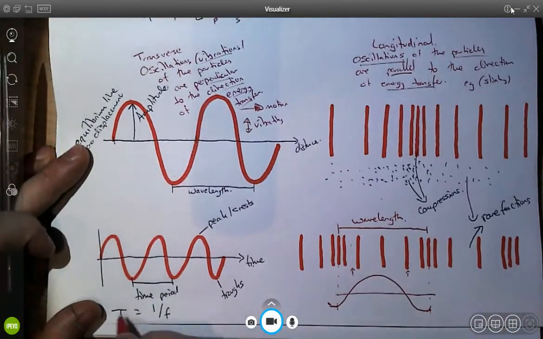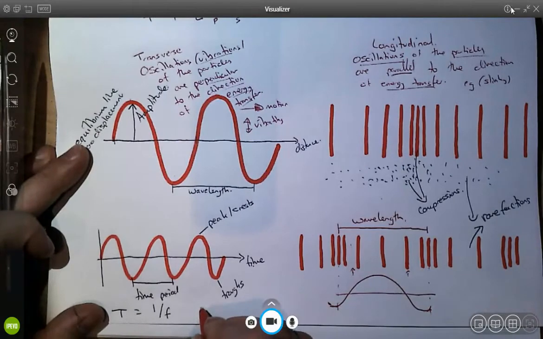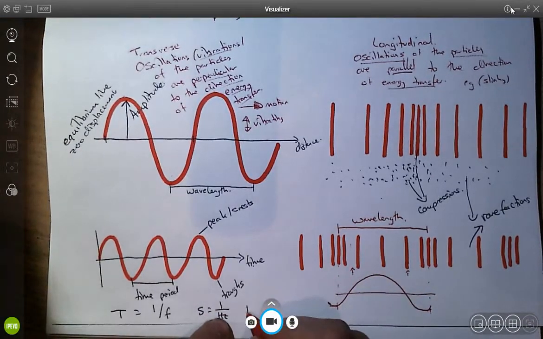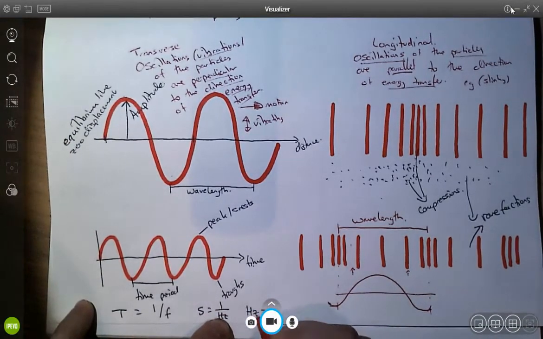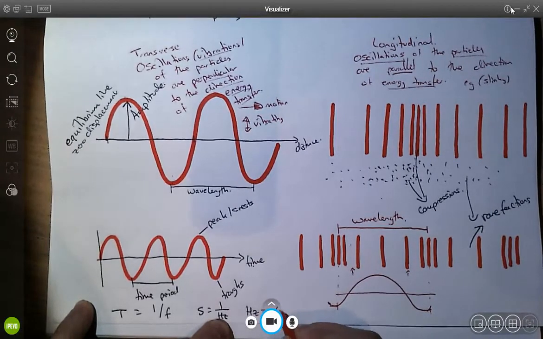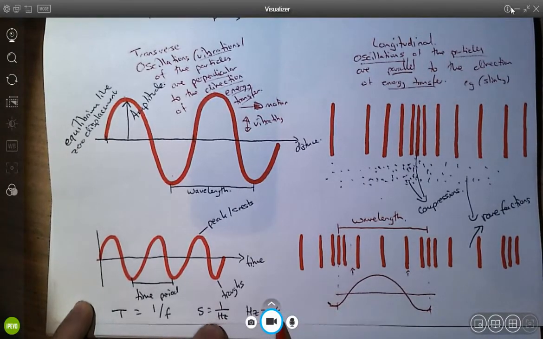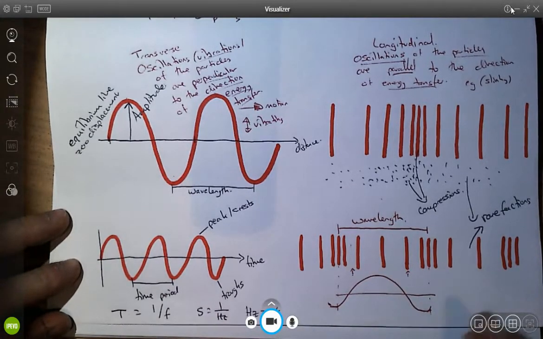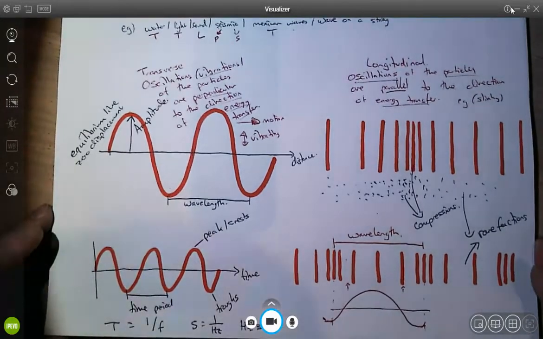So this makes a lot of sense when we talk about units. We've got seconds is equal to 1 over hertz. And of course, a hertz is the unit of frequency, and this is equivalent to per second. So how many waves per second? So it should be fairly obvious that 1 over the time period is the frequency.